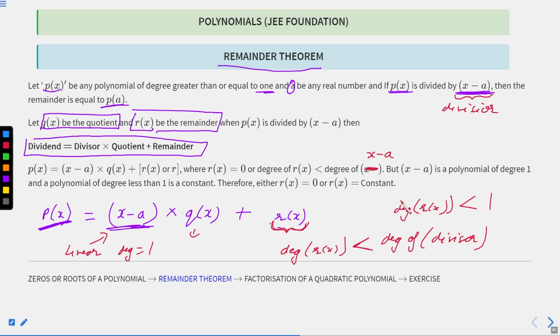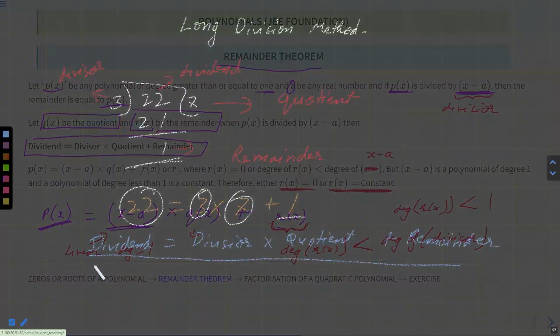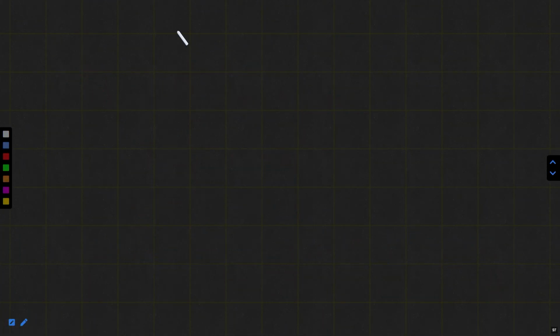So the possible values are that Rx is 0 or Rx is just a constant. If it is a constant, that means the degree is 0. If it is 0, that means our polynomial is the zero polynomial. I hope this is clear. I hope you remember what we mean by zero degree polynomial and zero polynomial. Let me recall the concept to you. So a zero polynomial means any polynomial which is equal to 0.